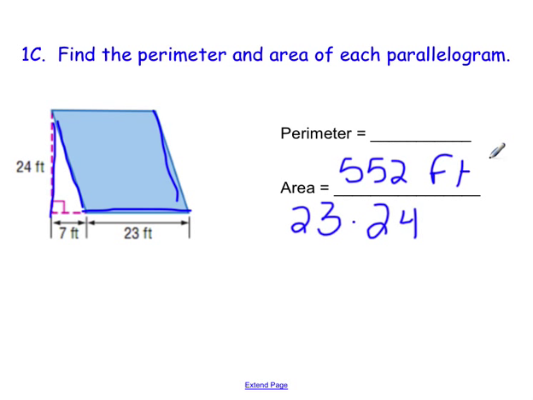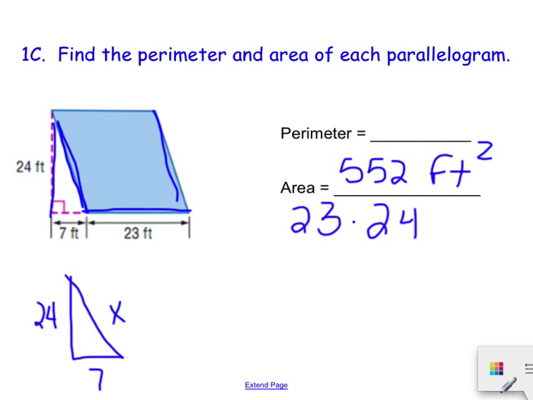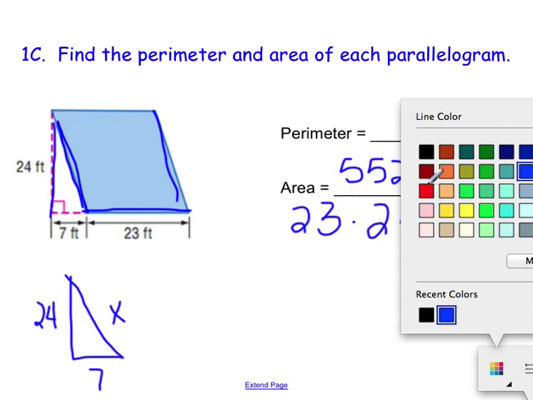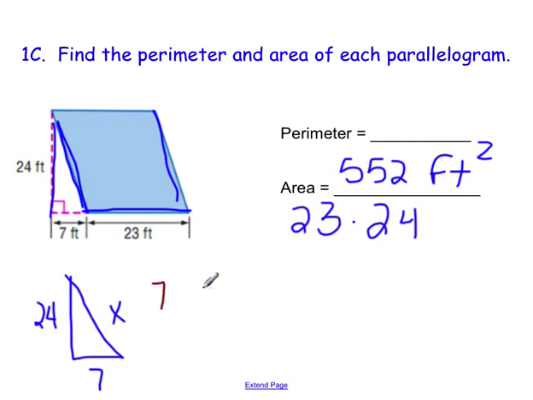Now, again, in order for us to get that other side, this side right here, we're going to have to use the Pythagorean theorem. So we have a leg of 7, a leg of 24, and then our hypotenuse is going to be x. So we need to figure out what our hypotenuse is so we can get that other side. So I have 7 squared plus 24 squared is equal to x squared. So then you can go ahead and solve that for x.